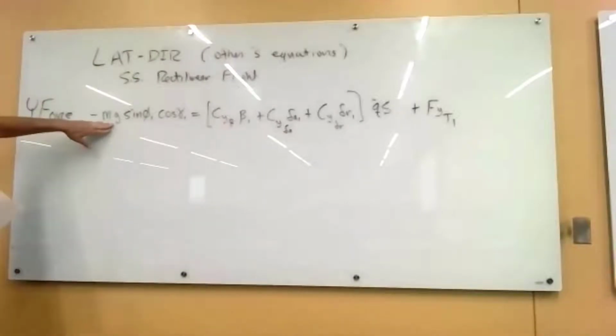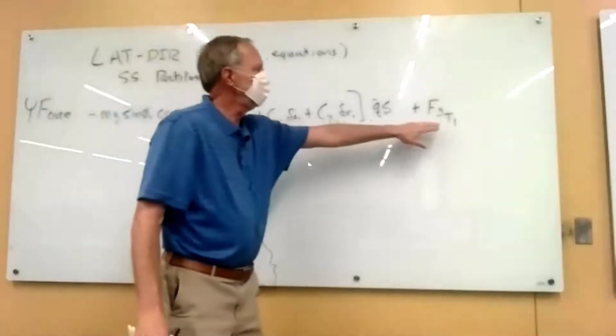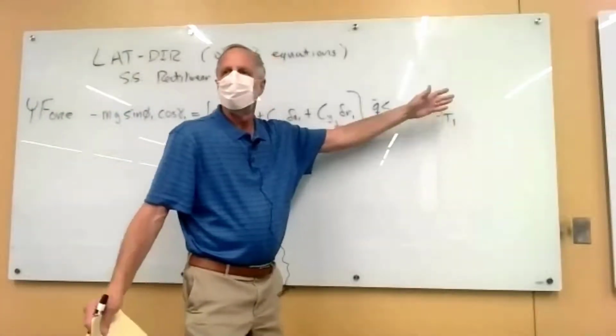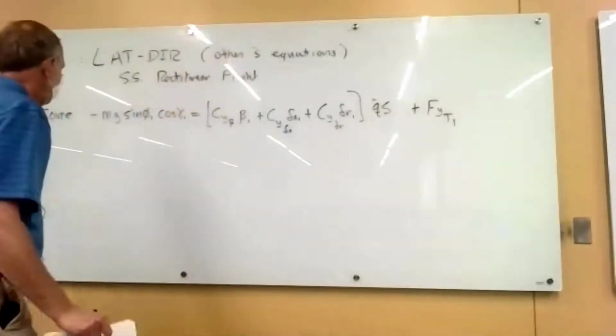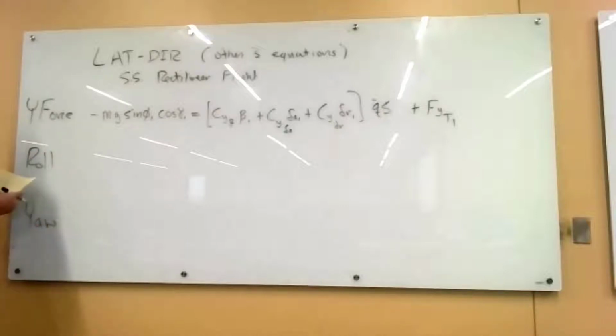So here's the steady state gravity vector. Here's the side force aerodynamic, and then here's the side force thrust. It's pretty easy. Force balance, it's a static equation. It's steady state, statics, no dynamics. Then we have the rolling moment equation in the yaw.